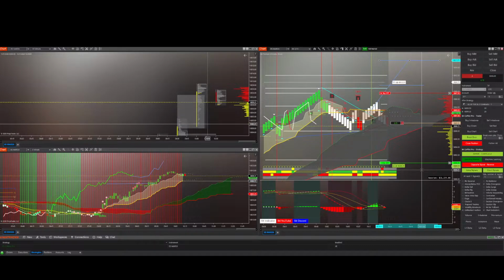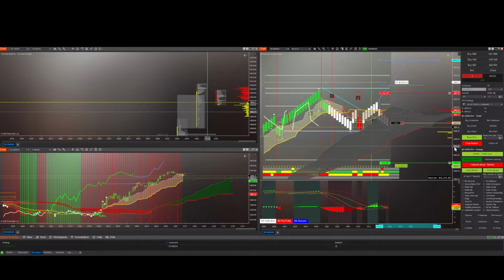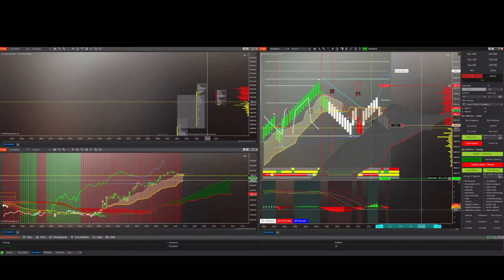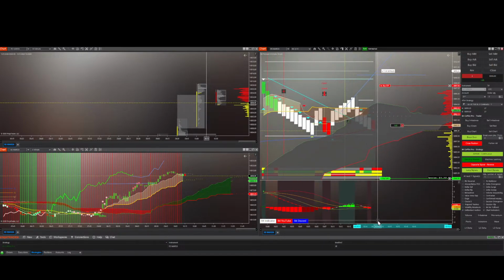You can turn it off. I have it right now to where it auto reverses. If we get an opposite signal, you've got options here. You can do nothing, you can exit, you can do break even. I've got it on reverse. I was doing a lot of choppy markets.